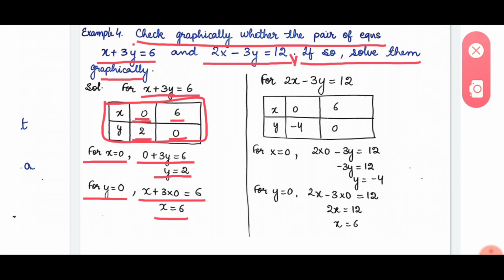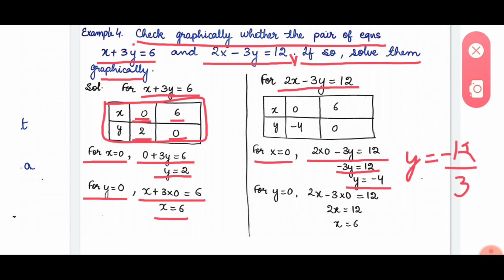Similarly, let us find the points for the equation 2x minus 3y equals 12. Here let us put the value of x as 0. Then you will get 2 into 0 minus 3y equals 12. You will get minus 3y equals 12, so minus 3 is multiplied by y. So you will get the value of y as 12 upon minus 3. That means y equals minus 4, right?